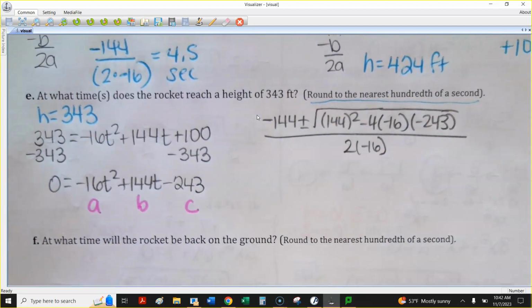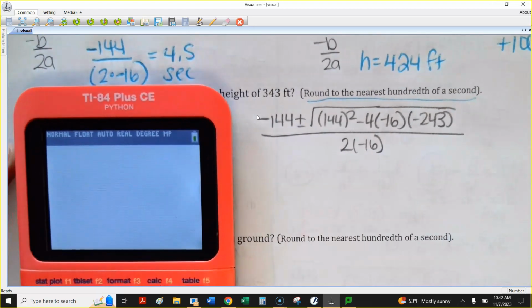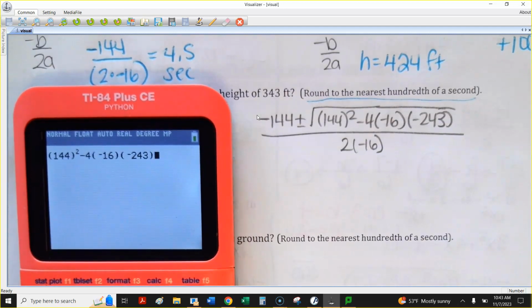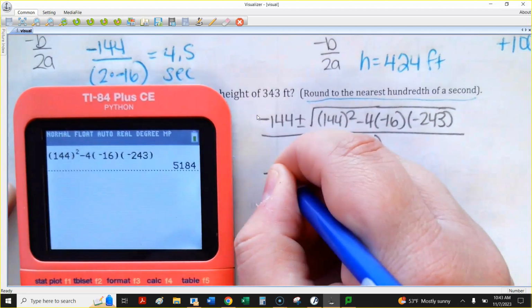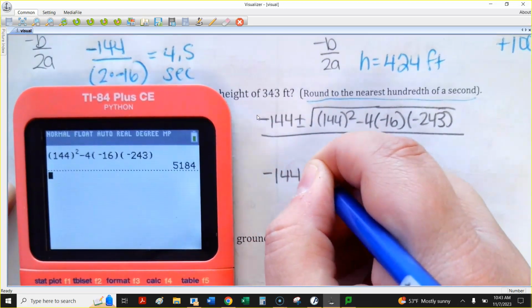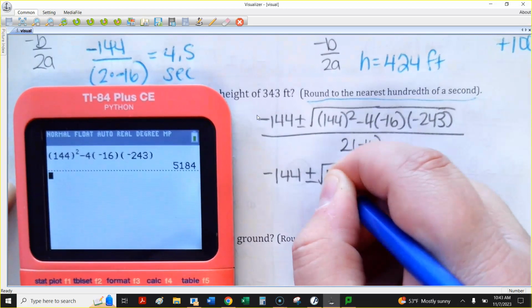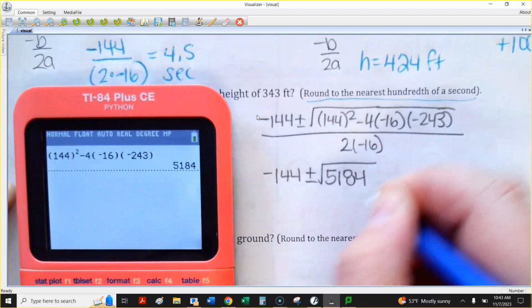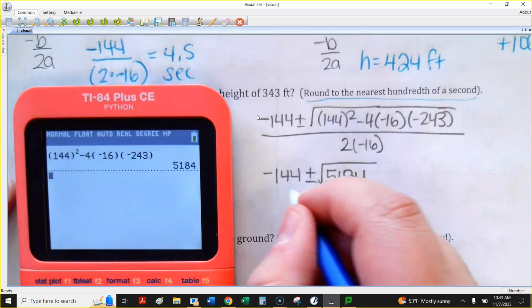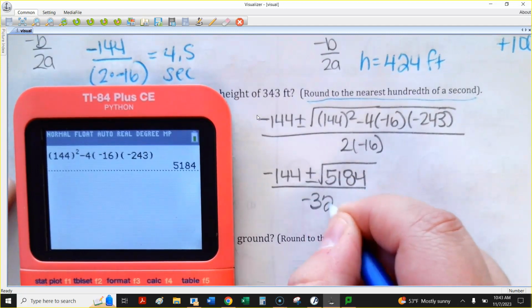Okay, let me grab my calculator here real quick. So we're going to square 144, B squared, minus 4A is negative 16, and C is negative 243. I'm just making sure to use the negative keys for the negative 16 and the negative 243. And it's kind of a big number, but it's not a big deal. I did not take the square root, so it's 5184 under the square root. The bottom of this should be negative 32.